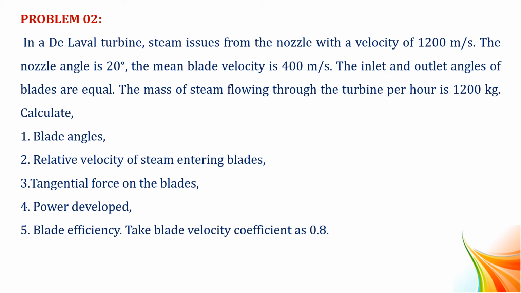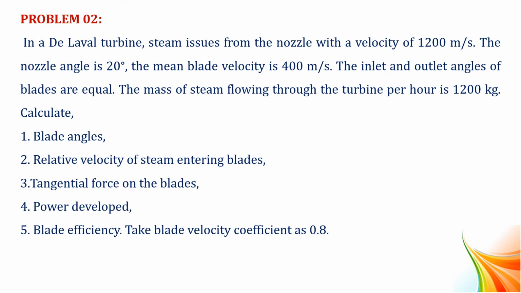The mean blade velocity is 400 meters per second. Therefore U equals 400 meters per second. The inlet and outlet angles of the blades are equal, so beta 1 equals beta 2. The mass of steam flowing through the turbine per hour is 1200 kilograms, so m dot equals 1200 kilograms per hour.